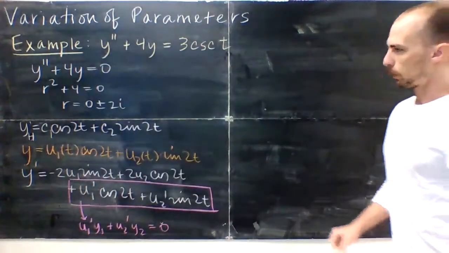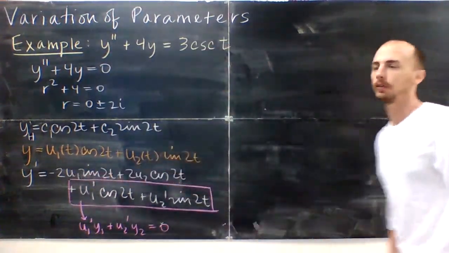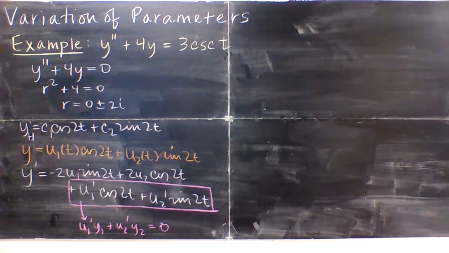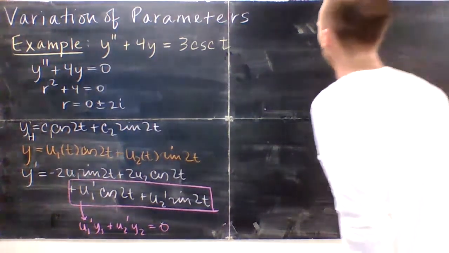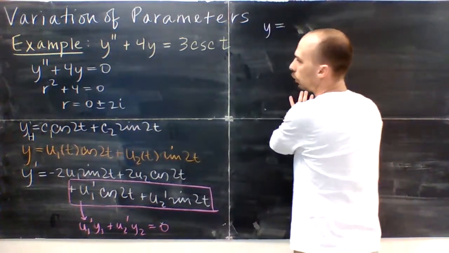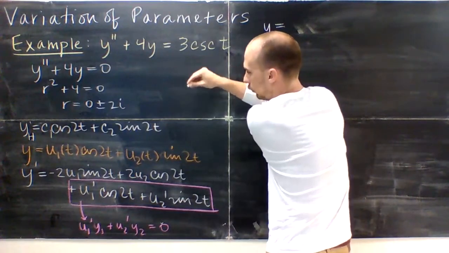Meaning that y prime is just going to be this piece right here that I have not boxed in pink. So maybe I'll just go over here and recap: y is going to be u1 y1 plus u2 y2. So u1 cosine 2t plus u2 sine of 2t.